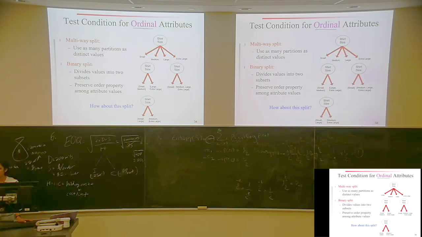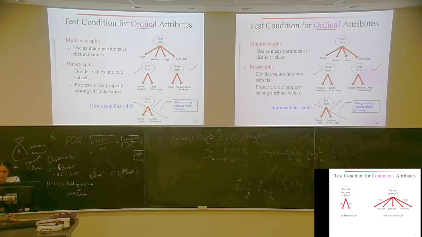Now, what if you have an ordinal attribute? The same thing. In this case, our attributes have order. For example, small, medium, large, extra large for the attribute shirt size. So these are the acceptable binary splits. For example, small, medium in one branch, large, extra large in another branch. Or small in one branch, medium, large, extra large in another branch. But this one is not allowed, because it doesn't preserve the order.